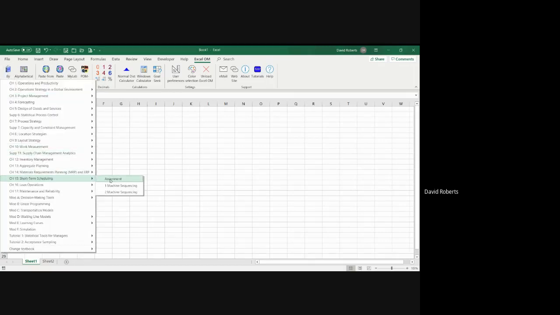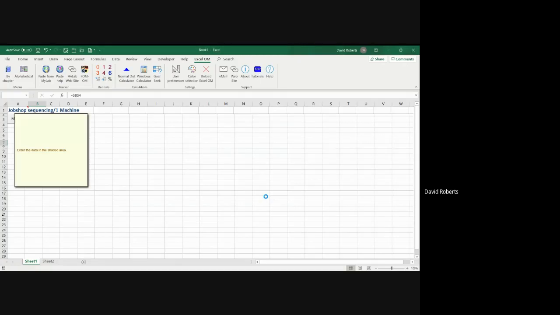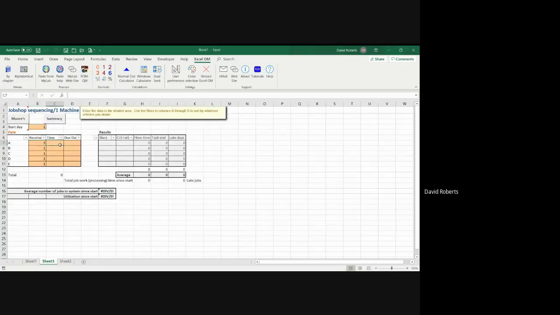And this only has one machine because it only has one column of time. So it's one machine sequencing. There are 5 jobs. They're alphabetical. So now we need to enter the information. So the time in this particular case is in days: 8 days, 16 days, 40 days, 5 days, and 3 days. So you've got 72 days worth of work.